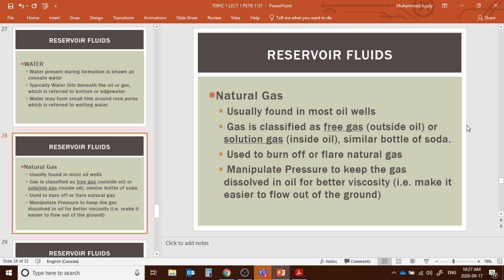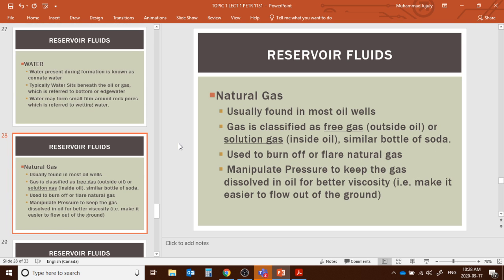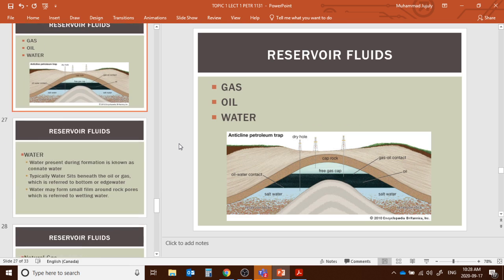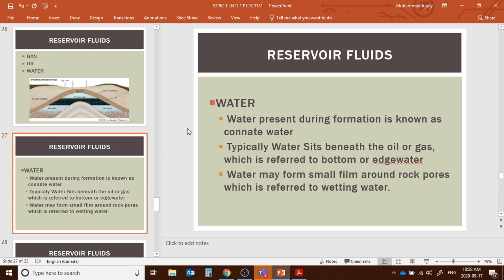Okay, natural gas is another type of reservoir fluid. So it is usually found most in the oil field, of course, and gas is classified as free gas or solution gas. So what is the free gas? Free gas is here, and solution gas is the dissolved gas inside the petroleum. Okay, so there's a tiny portion of gas that goes inside the oil, and there is a portion of oil that also dissolves in the gas cap. We call those condensate.